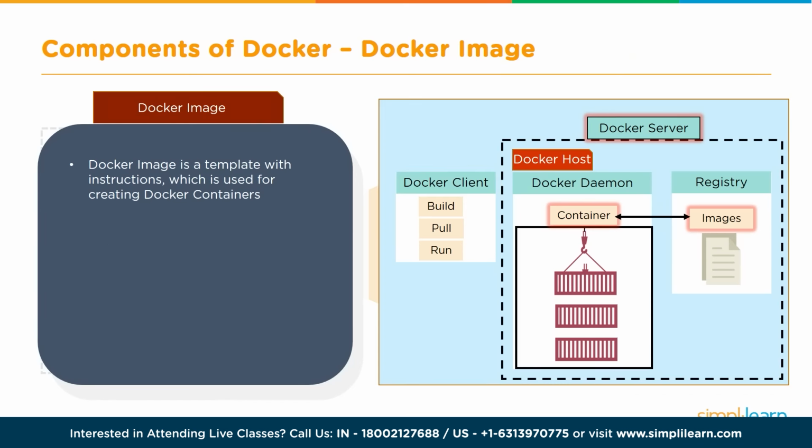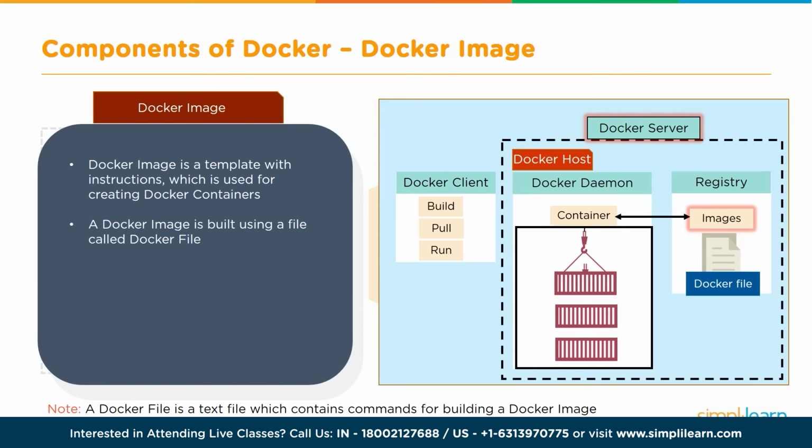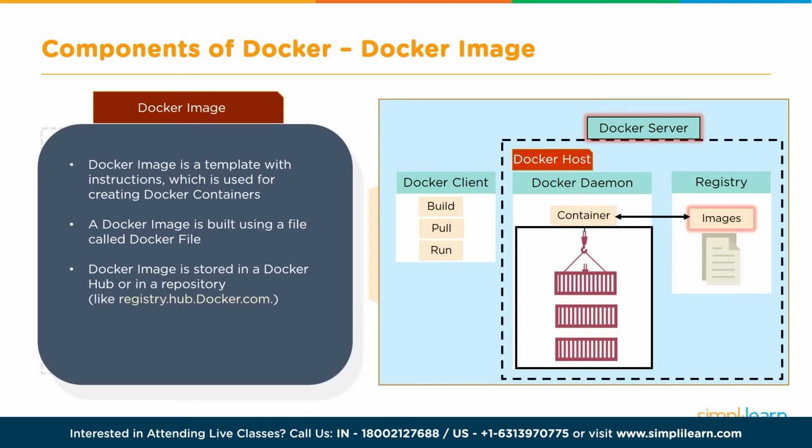If we look at the images part of our registry here, we actually see that the image is really just a template with the instructions used for creating the containers which you use within Docker. The Docker image is built using a file called the Dockerfile. And then once you've created that Dockerfile, you'll store that image in the Docker Hub or registry. And that allows other people to be able to access the same structure of a Docker environment that you've created.